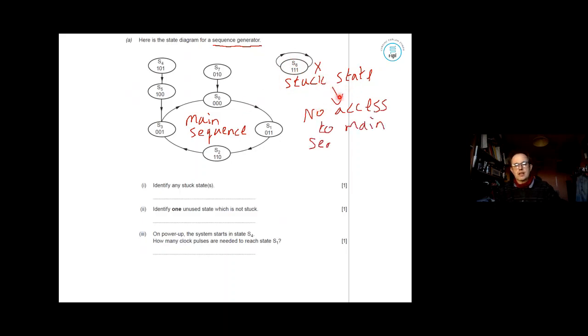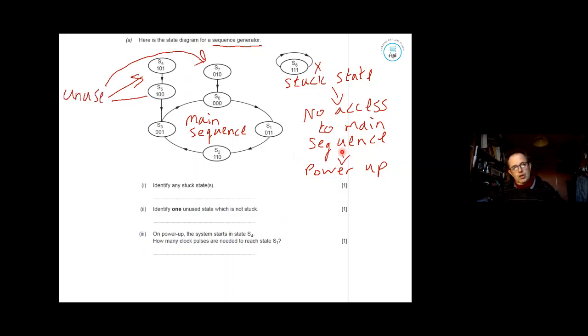Now, if you've got a stuck state, that is bad, because when you boot up a system, it does not give you access to the main sequence. So on power up, it will stall, right? It will basically freeze and can cause crashes, okay, in computer systems. So in the main sequence, what we've got there are unused states. Unused states, you always try and make them feed into the main sequence itself.